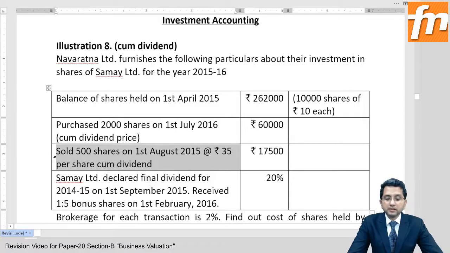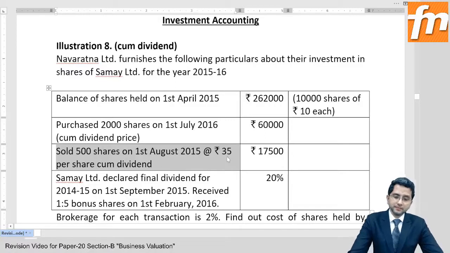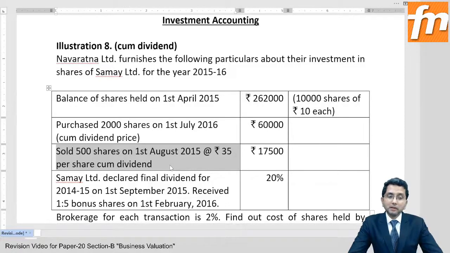Then after 1 month, that is in August, you sold 500 shares at rupees 35 per share. And this 35 rupees is also inclusive of dividend. So again, I need to deduct dividend from 35 rupees. Whether I buy it or sell it, if it is at cum dividend price, I need to deduct dividend. But as far as brokerage is concerned, when I buy the share, I add it to the cost, and when I sell the share, I deduct it from my sale proceed.